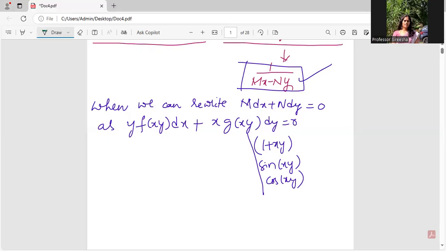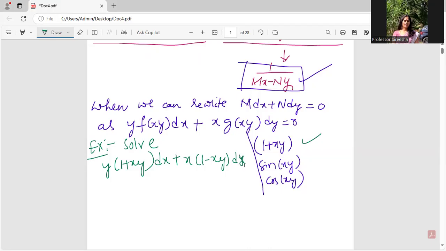Okay, let's see one example so that you understand the concept properly. Suppose I'm being given to solve y into 1 plus xy dx plus x into 1 minus xy dy equal to 0. The first case I've mentioned.